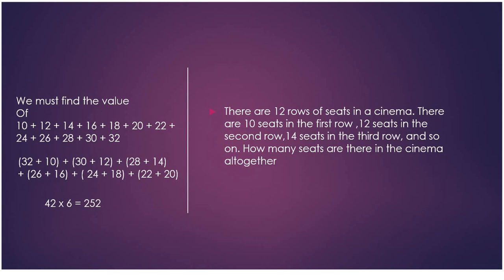Once you assume that you have to use the Gauss method to solve a problem, you just have to find how many pairs we have here, right? And then add the first number in your sequence to the last number, and in this case it's 42, right? So how many 42s do you get? 6. So you don't need to write all your number pairs. You can just do it mentally, right?